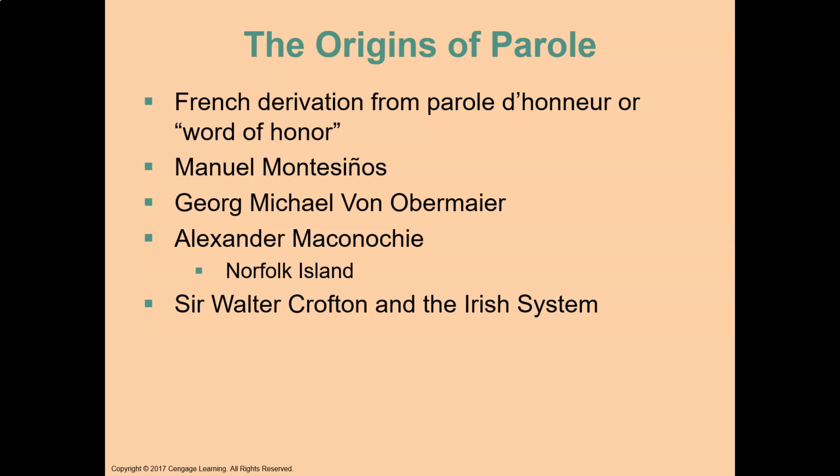Alexander Makanichi. I don't know how to say his name either. Sorry, guys. He was another guy. He had something called the Mark system. And ultimately, between Alexander and Sir Walter Crofton, they had some kind of similar ideas. And basically, I like to think of it as like, remember when you were in kindergarten?